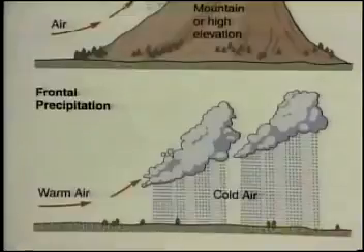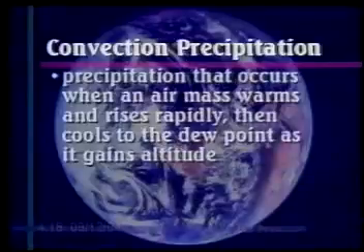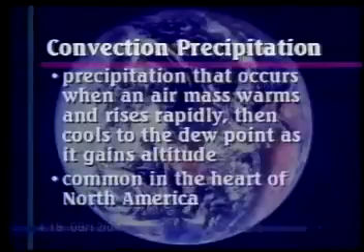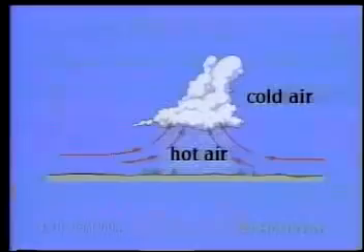All right? Then we have convection precipitation, and this is precipitation when an air mass warms and rises rapidly, then cools to the dew point as it gains altitude. And it's common in the heart of North America. Again, it's easier to see with an illustration.